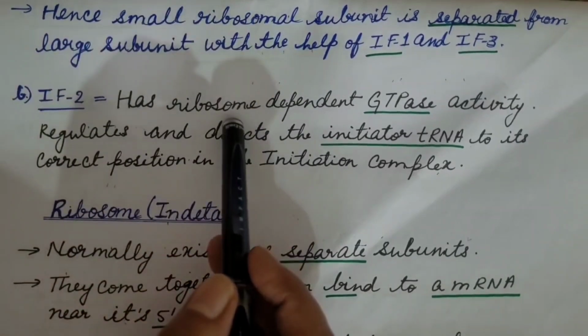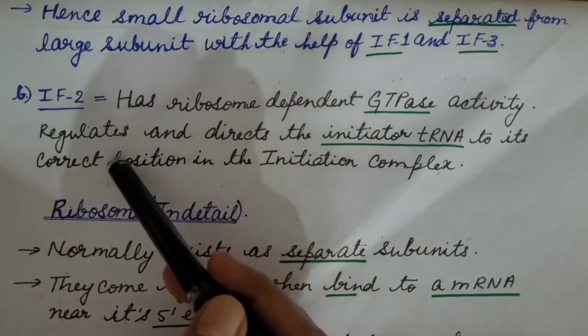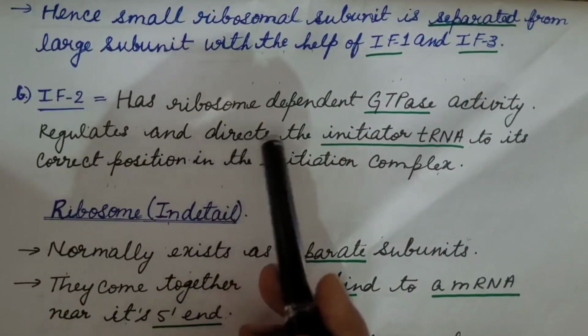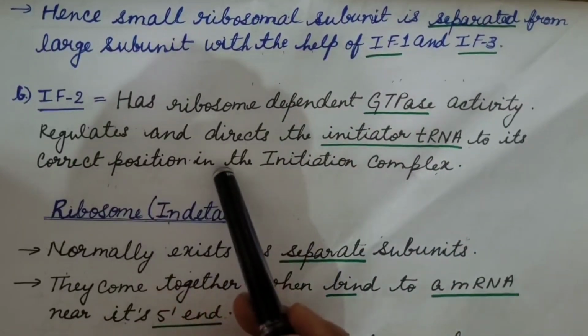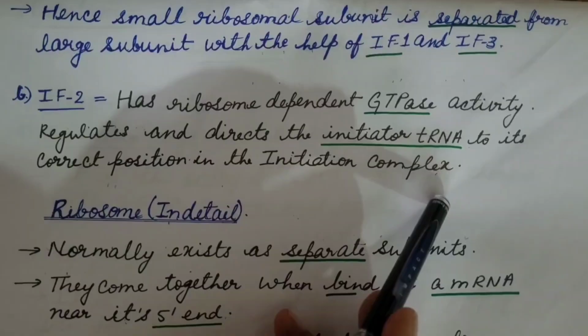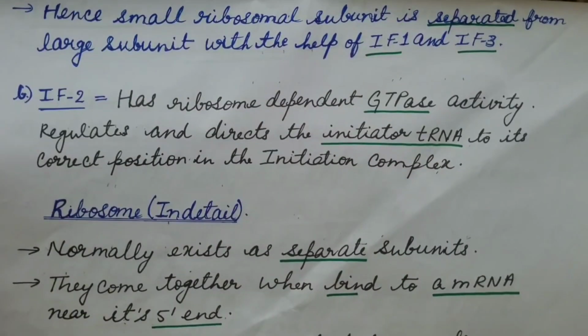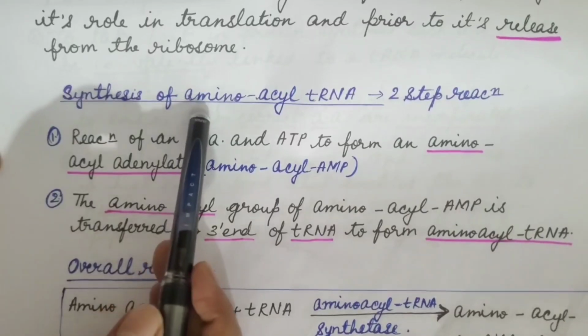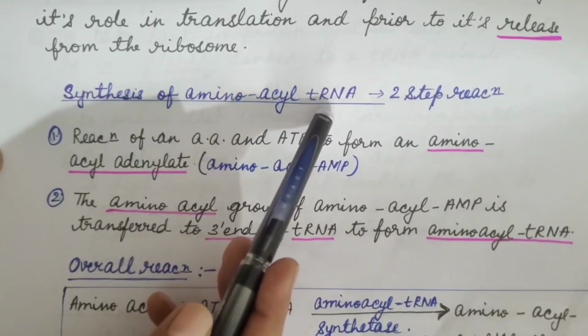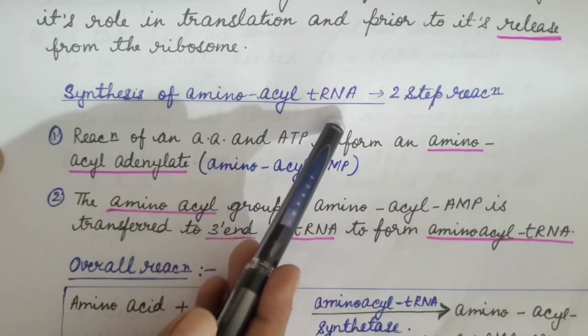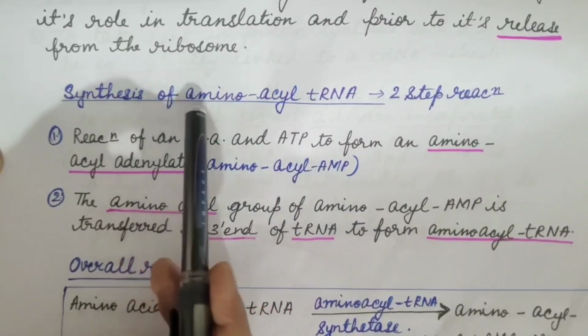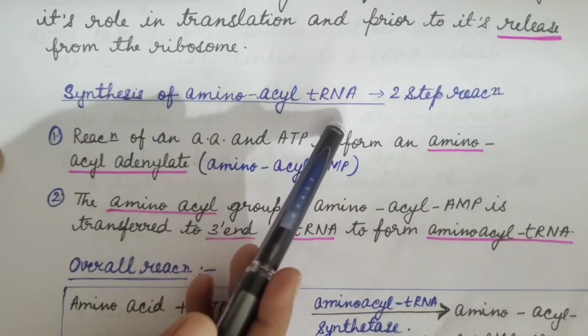IF2. It has ribosome-dependent GTPase activity, which regulates and directs the initiator transfer RNA to its correct position in the initiation complex. Initiator transfer RNA is the transfer RNA charged with N-formyl methionine amino acid. When a specific amino acid binds to its specific transfer RNA, it is known as aminoacyl transfer RNA. Let us see the synthesis of aminoacyl transfer RNA.